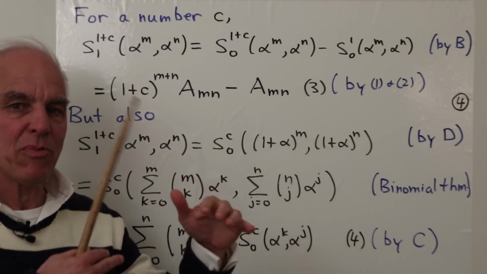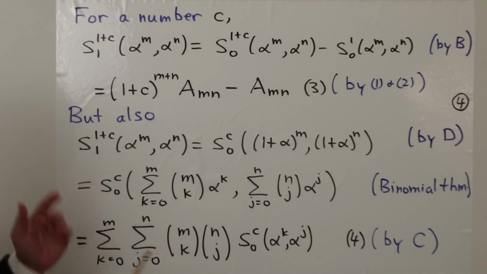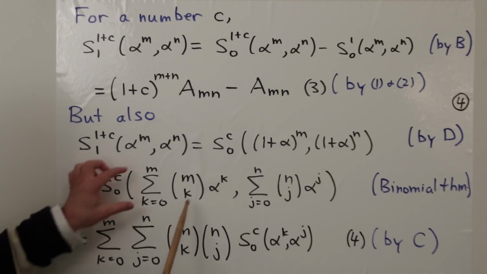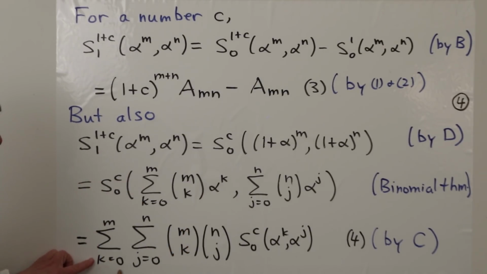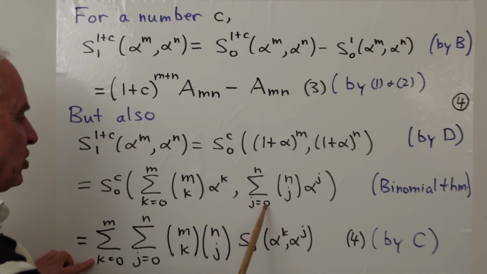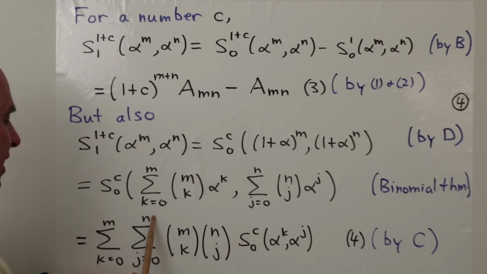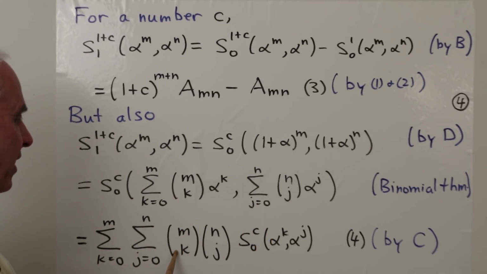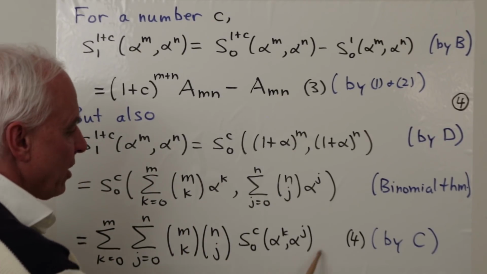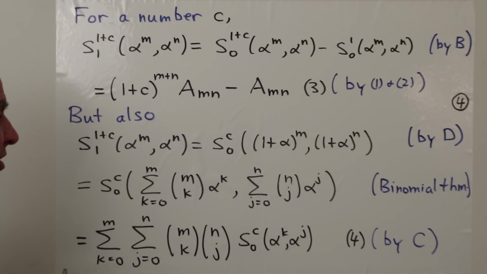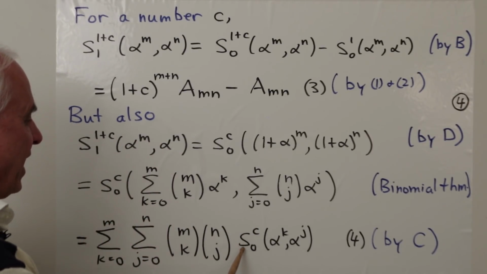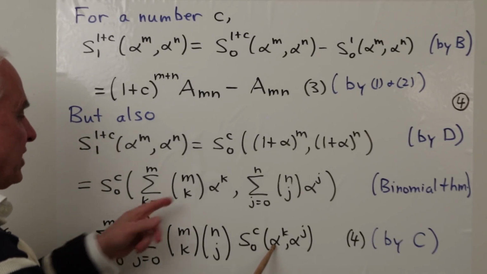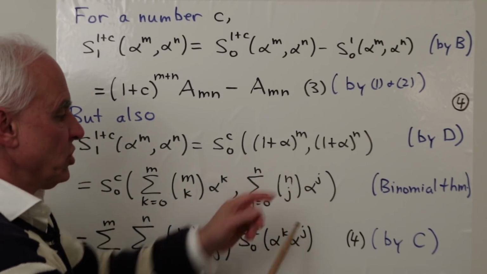So we can use the linear property of the signed area, which we can write very pleasantly like this. We can take the summation outside, summation k equals 0 to m. We can take this summation outside, summation j equals 0 to n. These binomial coefficients are like constants, so they come out, m choose k and n choose j. And then when we've done that, the terms inside the summation are what's left over, the signed area from 0 to c of just alpha to the k, alpha to the j.